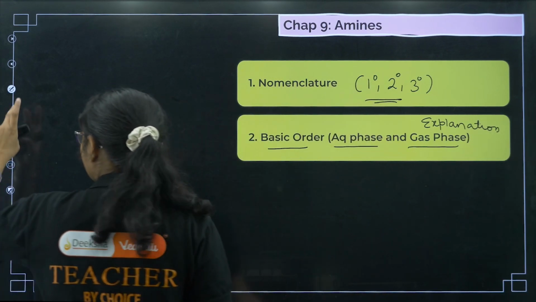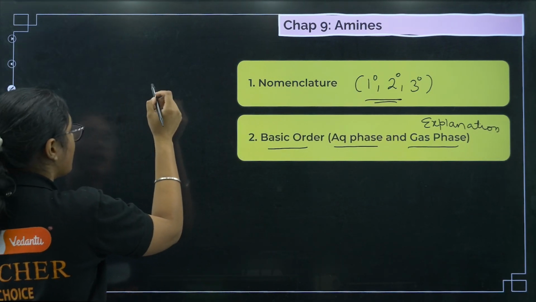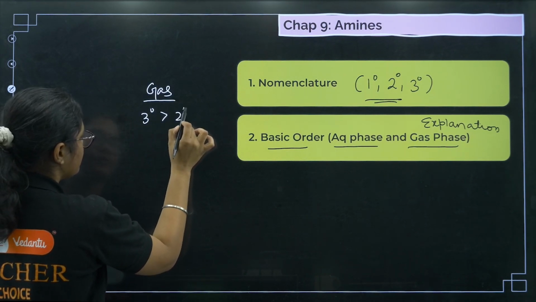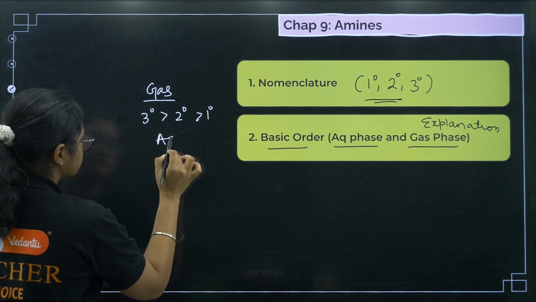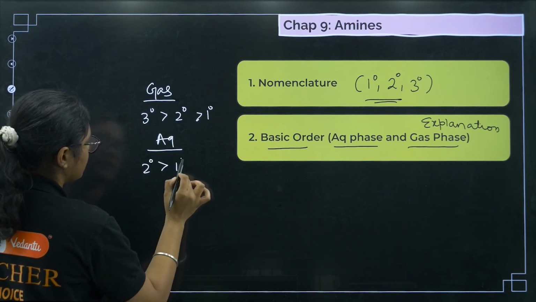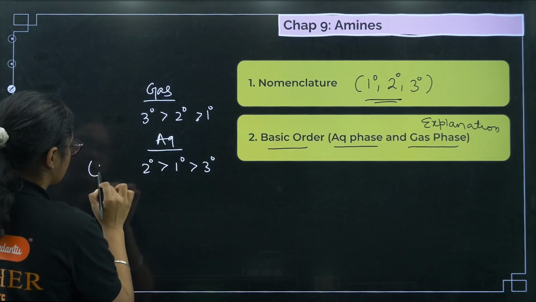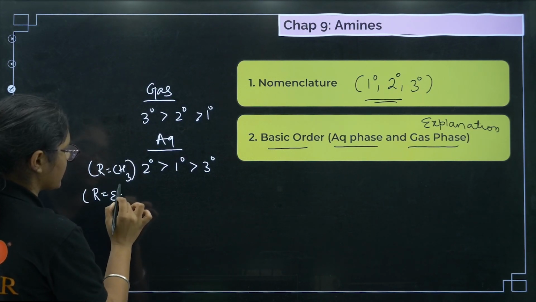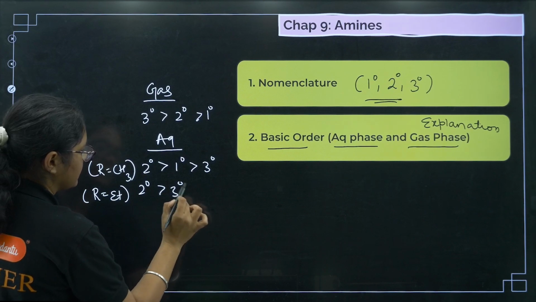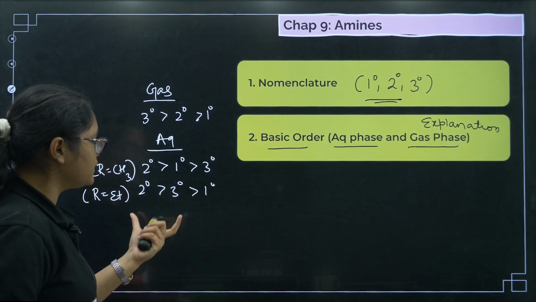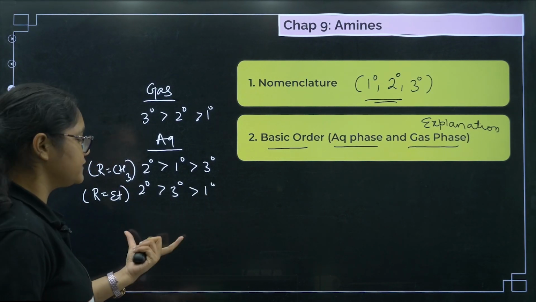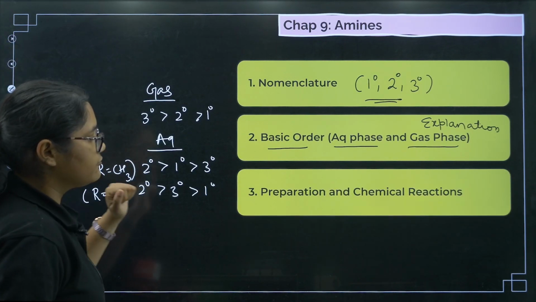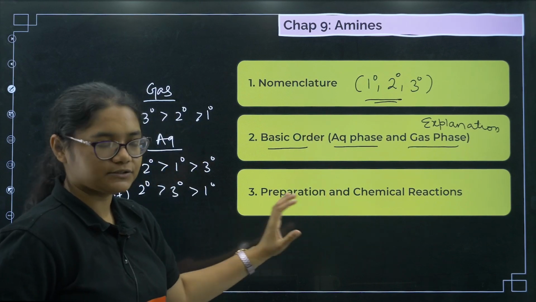Let us quickly revise that. In gaseous phase, what is the order of basicity? 3 degree, 2 degree and 1 degree. In aqueous phase, the order is 2 degree, 1 degree and 3 degree if the R group is methyl, and if the R group is ethyl, then it is 2 degree, 3 degree and 1 degree. A question may be asked on why it is like this, so the explanation should also be learned. Next, you have preparation and the chemical reactions of amines.